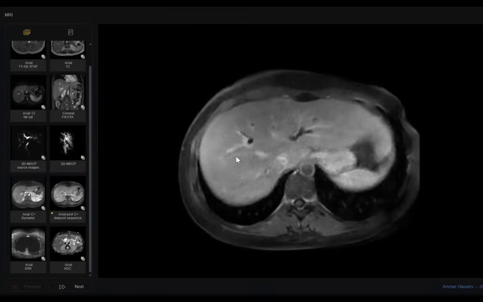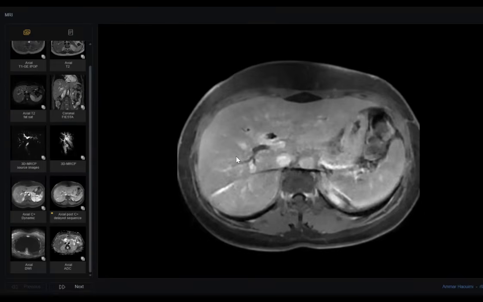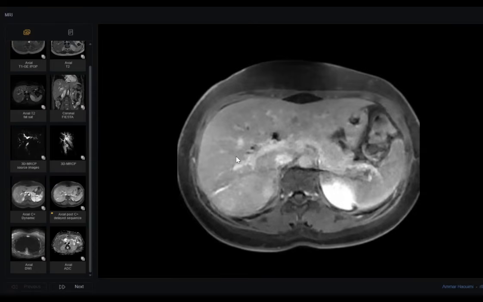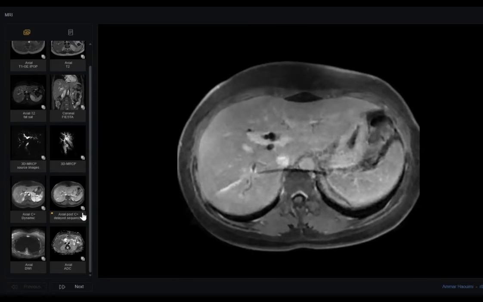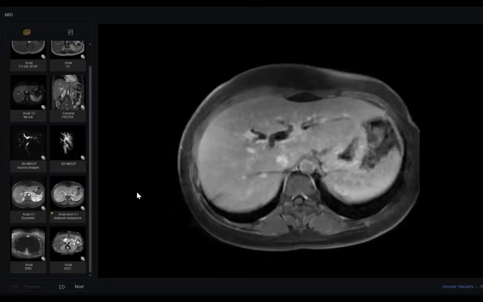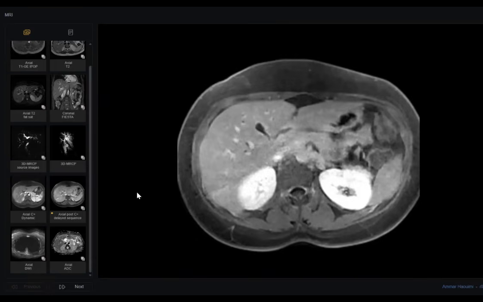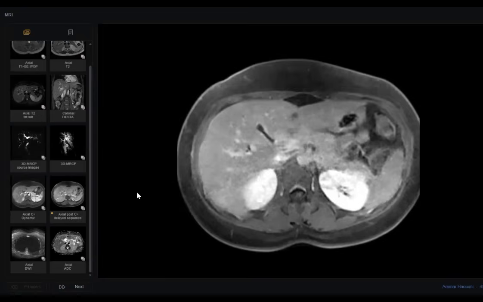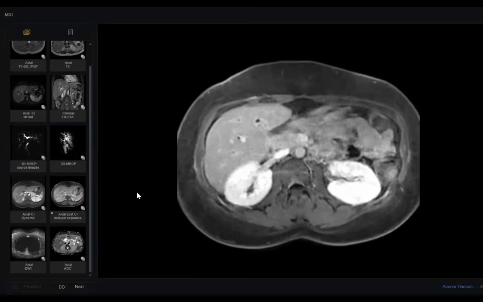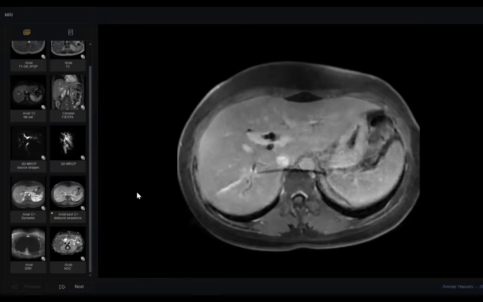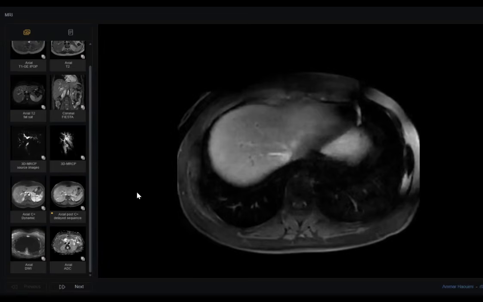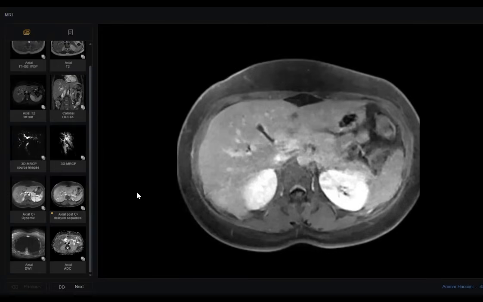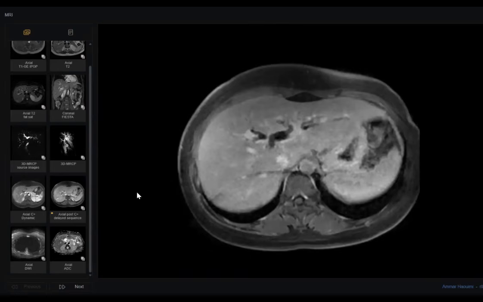Okay. So on the delayed images, I can see that there is some enhancement in the hilar region. So this is delayed enhancement, and there is also some capsular retraction. Mild capsular retraction is there, sir. Are you sure? I'm not very sure, but I think there is some capsular retraction. Where?